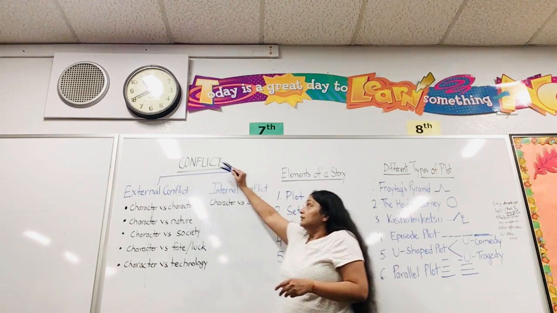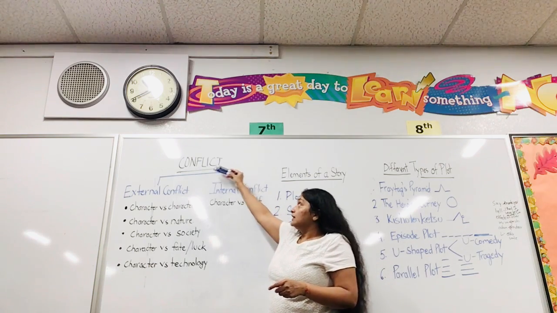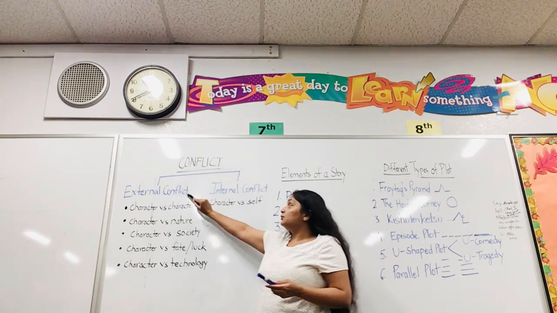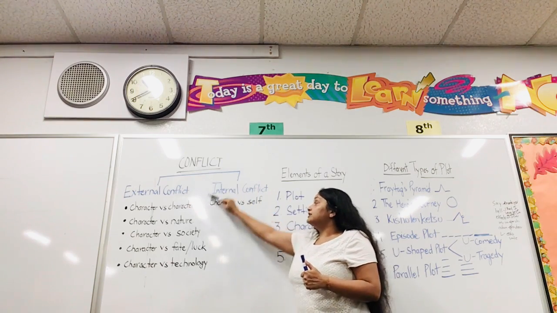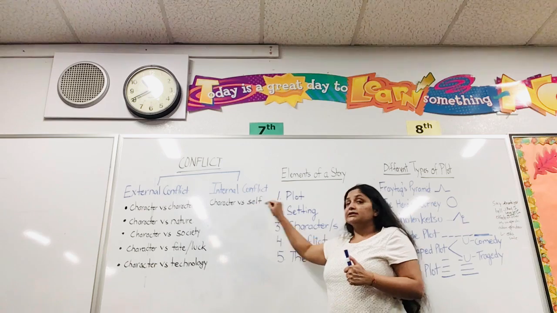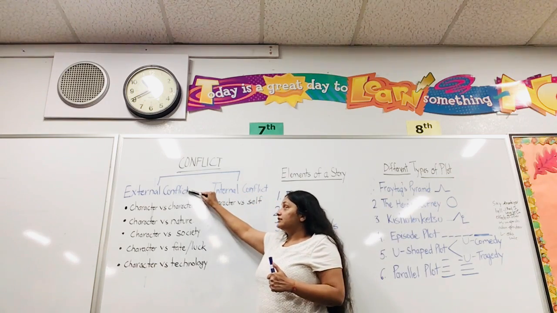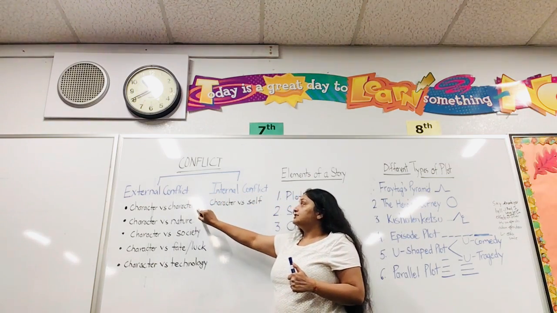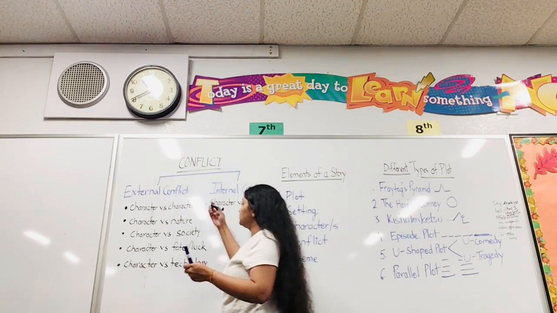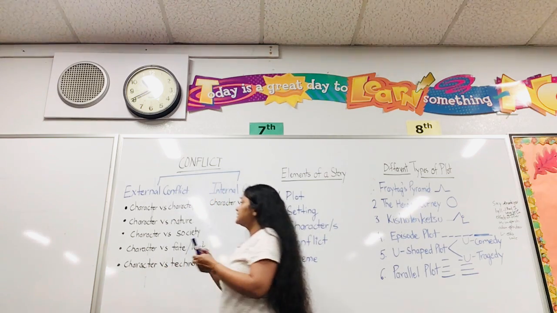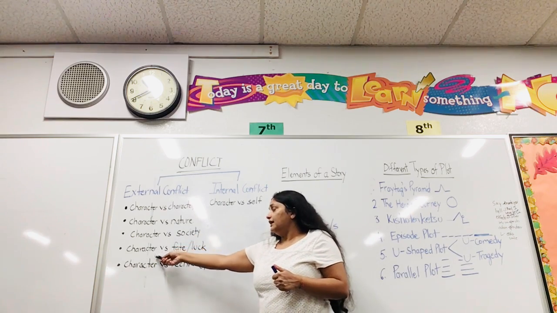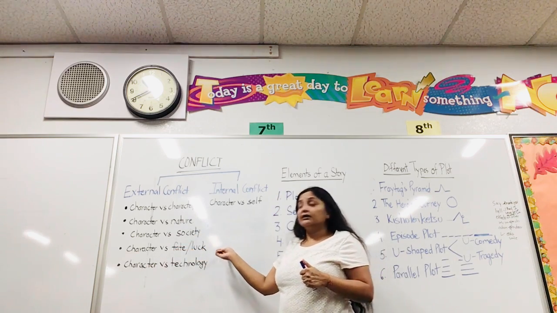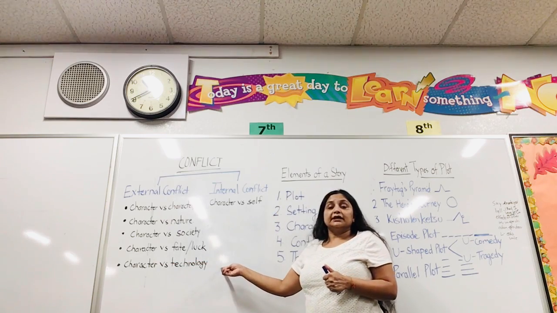So the element which we covered today is conflict. There are two kinds of conflict, external conflict and internal conflict. Internal conflict is character versus self. External conflicts are character versus character, or let me put it this way, different characters, character versus nature, character versus society, character versus fate or luck, character versus technology.